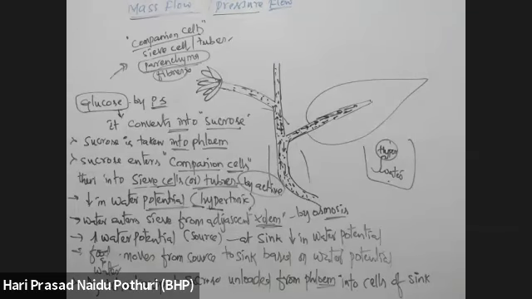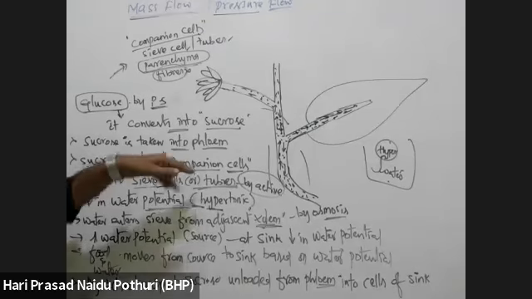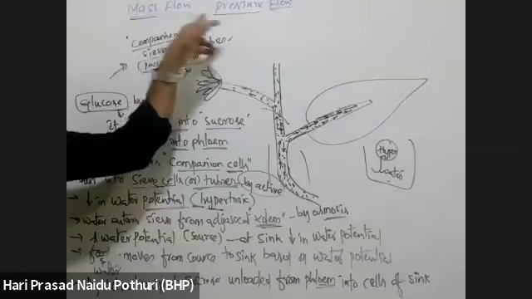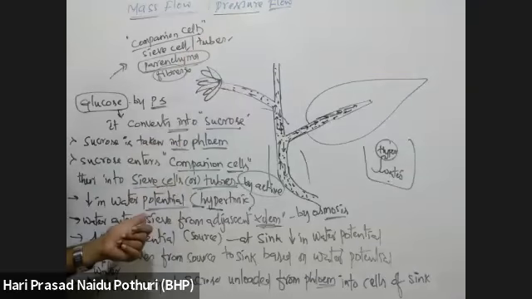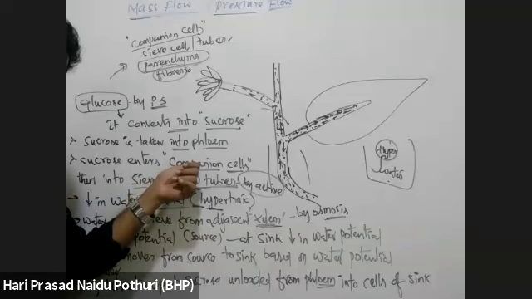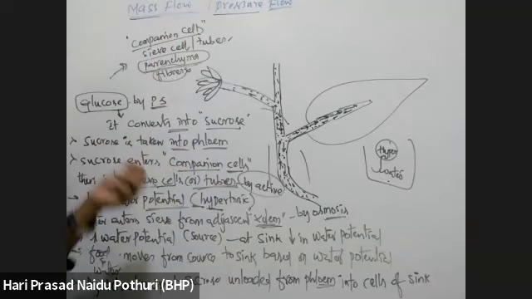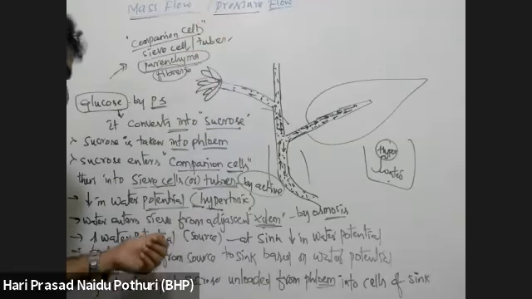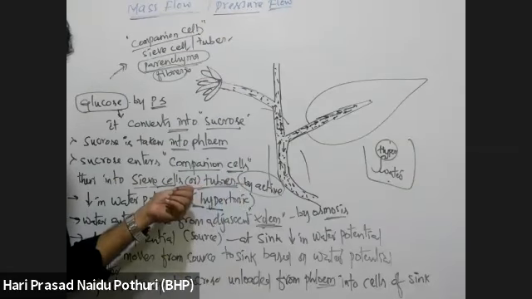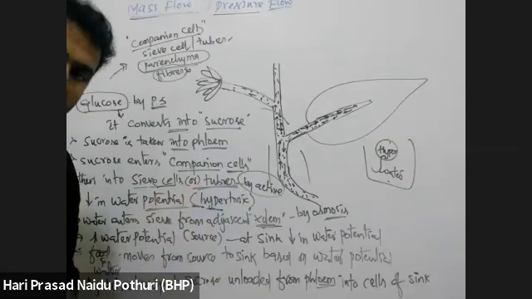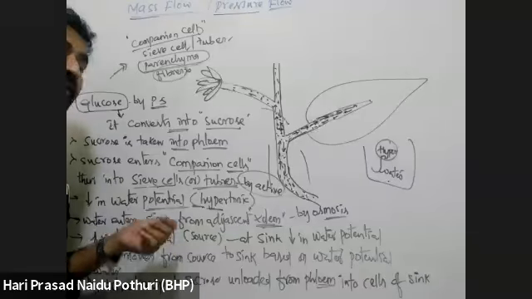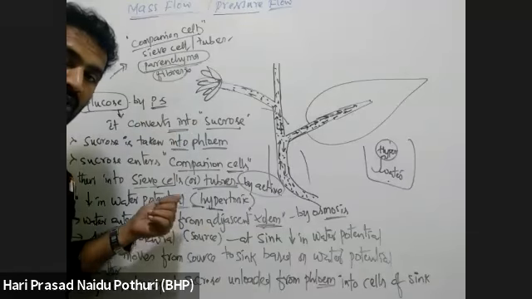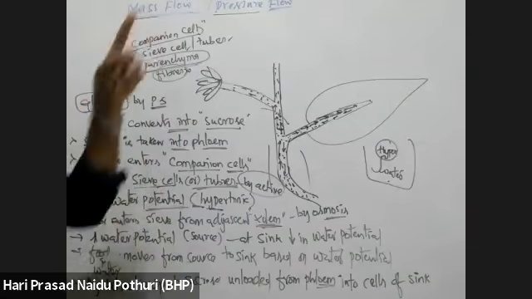This is how it is explained. What is mass flow or pressure flow? Due to uptake of sugar into the companion cells, they will take up water. Along with the water, sugars are transported. That is what we call mass flow. What is pressure flow? Due to active absorption of sucrose, there is a development of water potential pressure. So the pressure is increasing, and that causes movement.